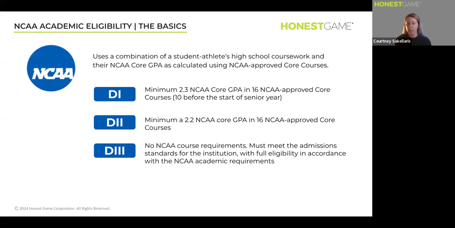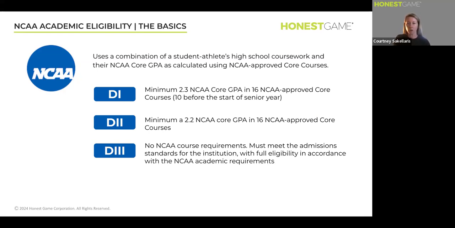In Division 1, 10 of those 16 units have to be completed before they start their senior year. So there's a little similarity there from what we learned from the A to G requirements in terms of when they have to be completed. But that is what the basic standards are for NCAA.